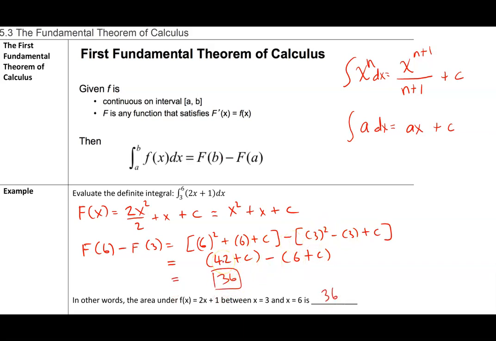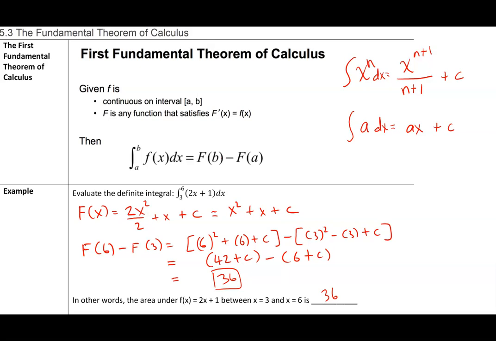Now what happens to the c? Well, you have a positive c and then you have a negative c, so the c minus c are going to just cancel out, and we're left with 36. So in other words, the area under the curve 2x plus 1 between 3 and 6 is going to be 36. We can verify that using geometry if we really wanted to, but we're not going to.